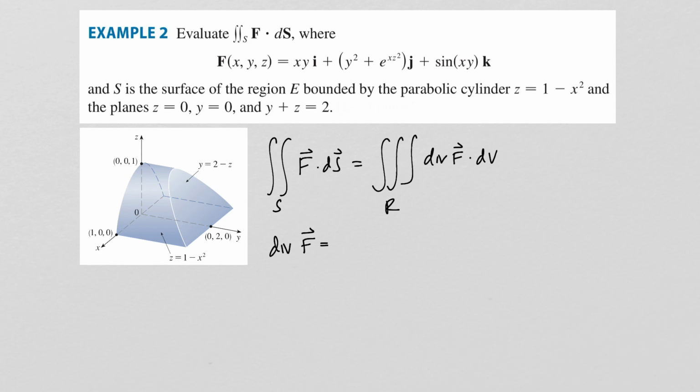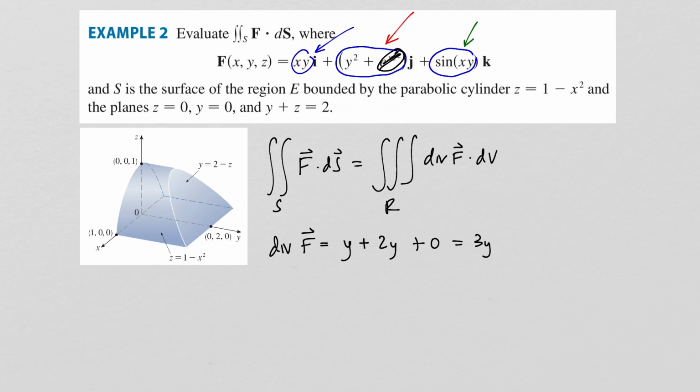So again, we are looking at these functions. So we're going to take the derivative of this function with respect to x, that's going to be y, plus the derivative of this function with respect to y, which is going to be 2y, right? Because this doesn't have any y's in it, so that derivative is 0. And then the derivative of this function with respect to z is also going to be 0. And so our divergence here is simply 3y. And so this becomes the triple integral over the region R of 3y dV.